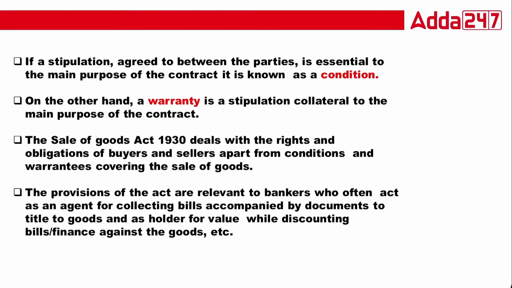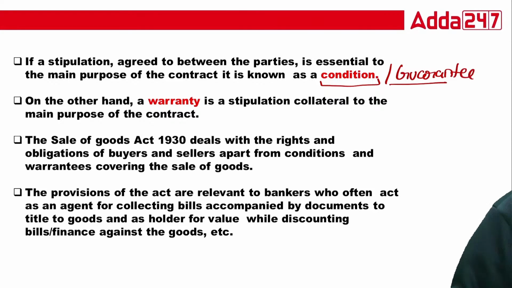Now class, if a stipulation, now this is a different concept. If a stipulation agreed between the parties is essential to the main purpose, that is called a condition. So class, I'm just giving you an example of condition. Condition, you can also say it's a guarantee. Condition is also known as guarantee.